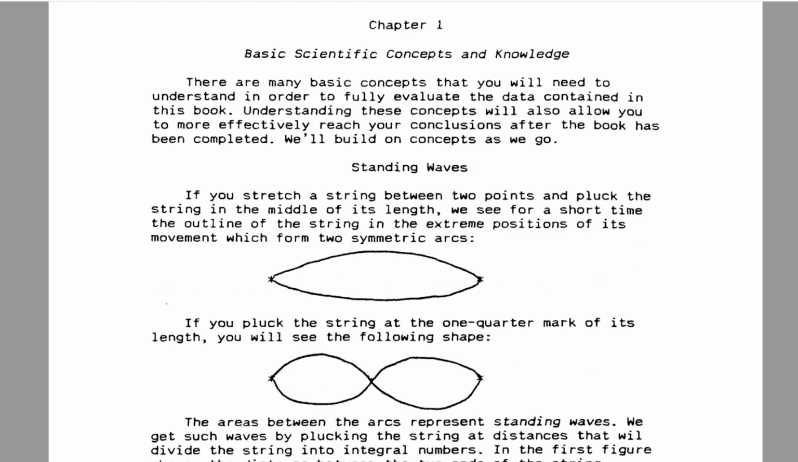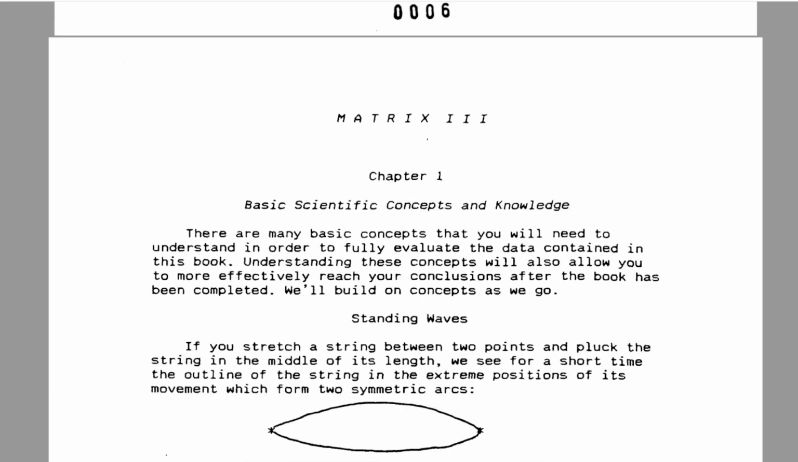So, Chapter 1, Matrix 3, Basic Scientific Concepts and Knowledge. There are many basic concepts that you will need to understand in order to fully evaluate the data contained in this book. Understanding these concepts will also allow you to more effectively reach your conclusions after the book has been completed. We'll build on concepts as we go.